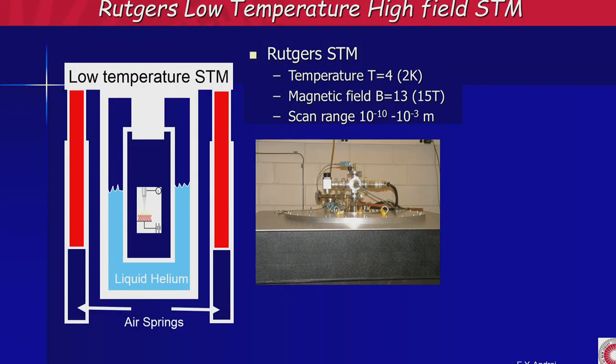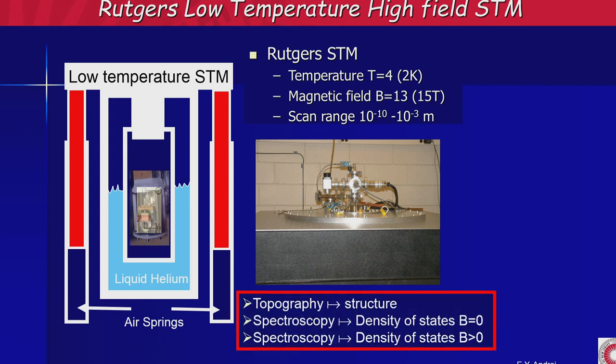Okay, this is our STM. It's all home built because we are cheap. We can't spend, so everything was home built here. It goes down to 2 Kelvin. We have a magnet, which was not home built, 15 Tesla. And we have a coarse motor that allows us to scan a millimeter, but then we can zoom into subatomic resolution. So we can measure topography, we can do spectroscopy, density of state at zero field, and we can apply a magnetic field and look at Landau levels.